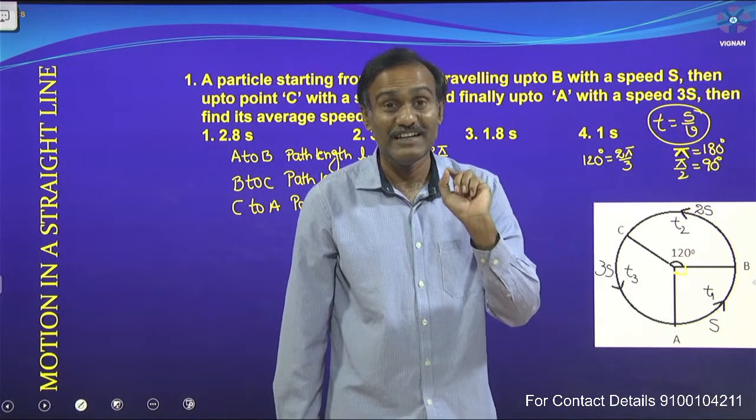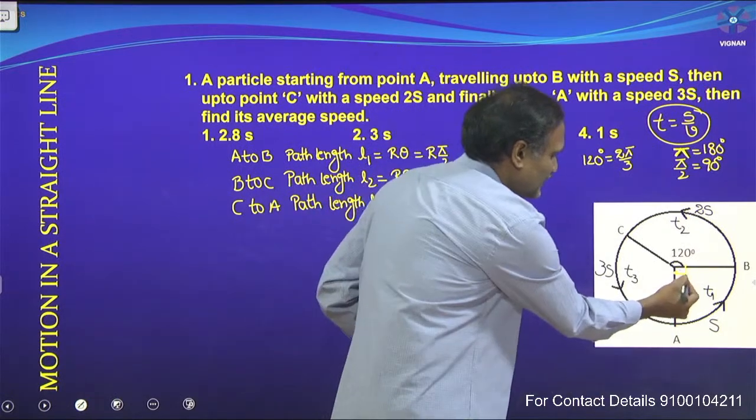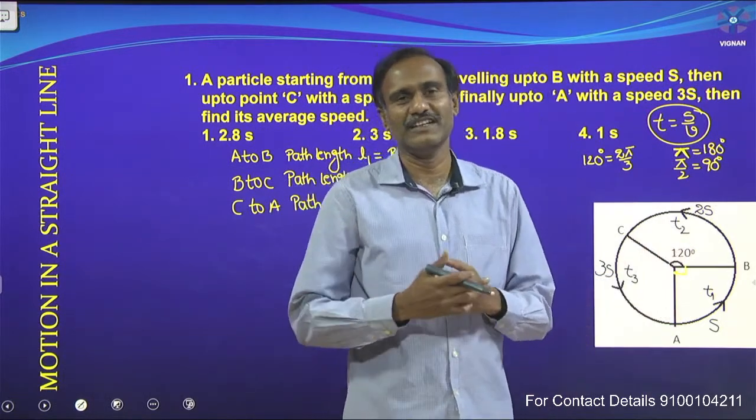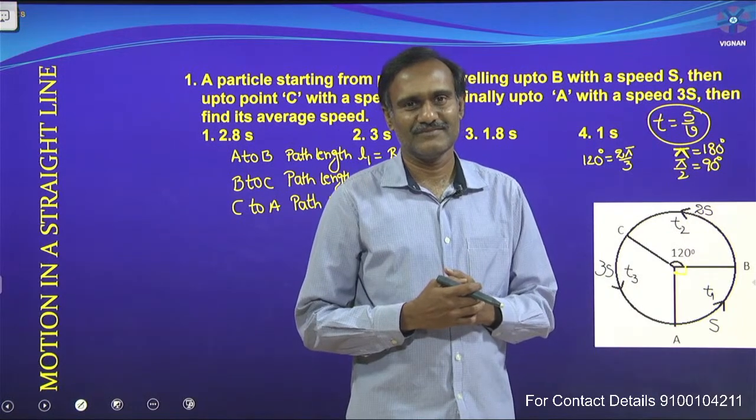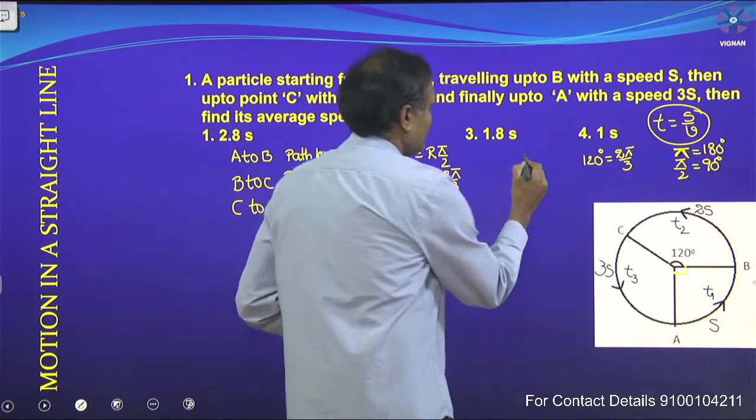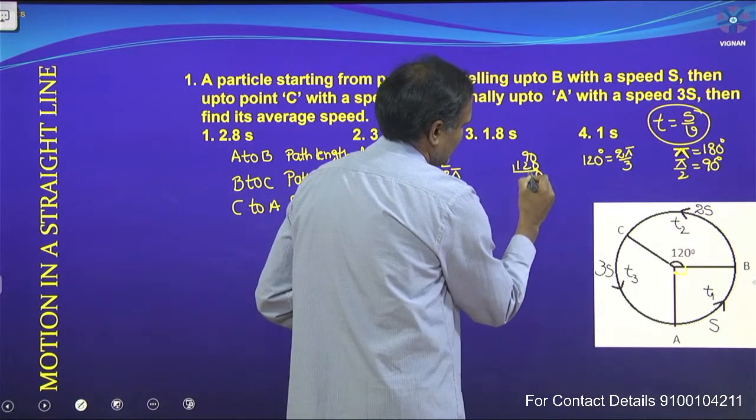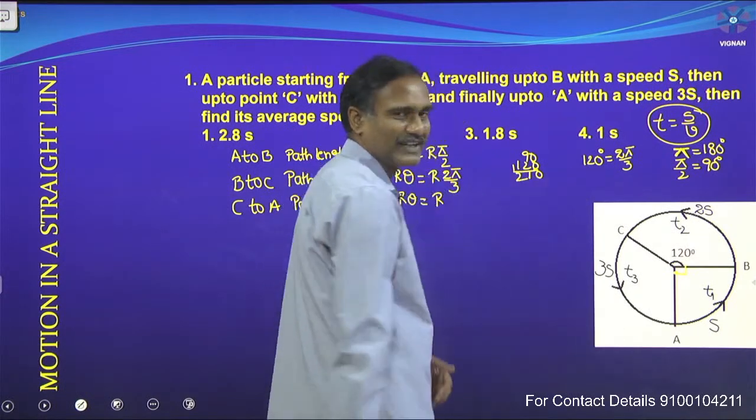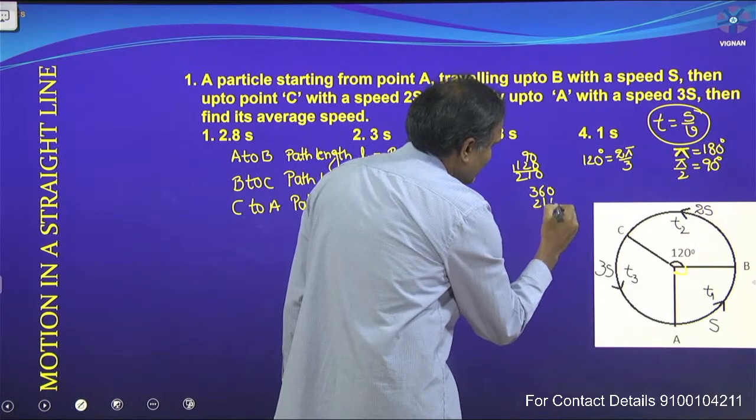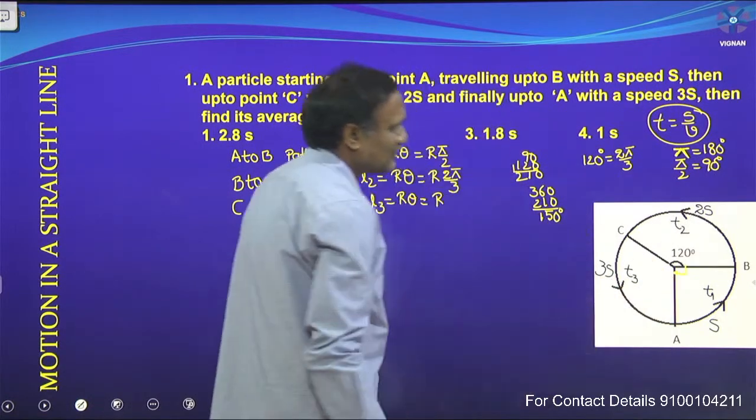Now what about this angle? 90 degrees. What about this angle? 120 degrees. 90 plus 120. 360 minus (90 plus 120). How much is 90 plus 120? 210. Now 360 minus 210 becomes 150 degrees. That angle is equal to 150 degrees.